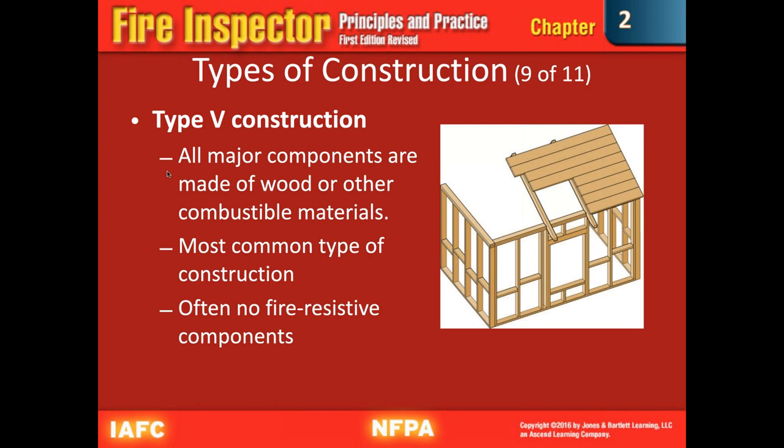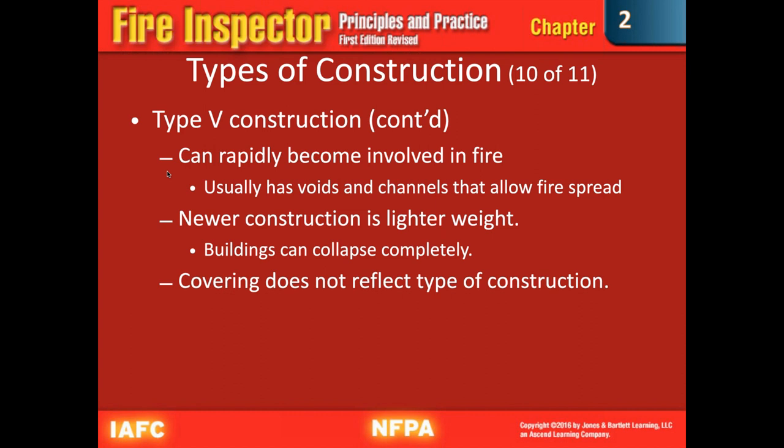Buildings may be covered with wood siding, vinyl siding, aluminum siding, brick veneer, which looks real, but there are little tells that let you know that it's fake, or stucco. The covering does not reflect the type of construction. So just because it looks like brick on the outside doesn't necessarily mean that it's going to be brick like type 3.